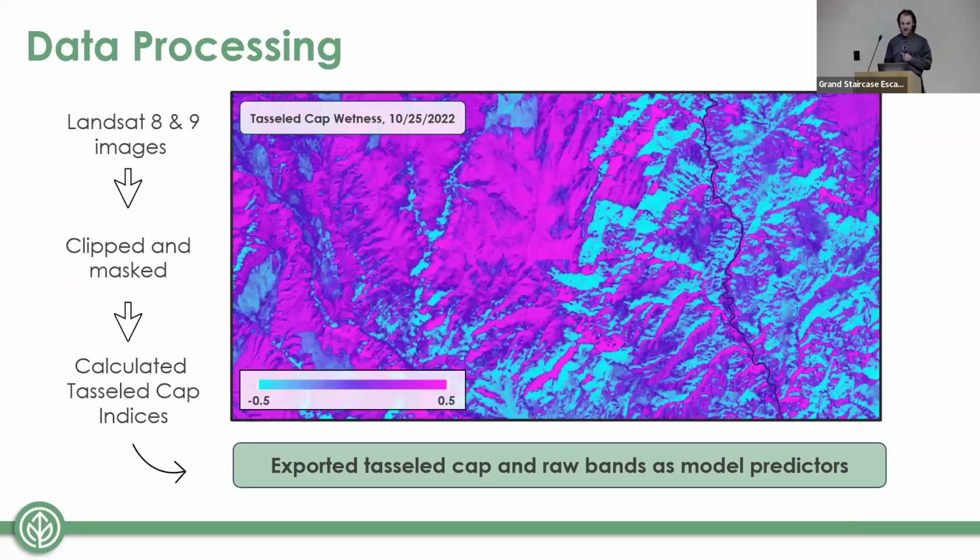Here's what that looks like visualized. We took some satellite images from the Landsat 8 and 9 satellites. We clipped them to our study area, and we also have to mask out clouds because it's a satellite and clouds can interfere. So we clipped and masked everything, and then we calculated tasseled cap indices. Basically that is a combination of all of those different spectral signatures that the satellite is picking up, all combined into one. This one in particular is tasseled cap wetness, so it shows the general amount of moisture that a plant might have.